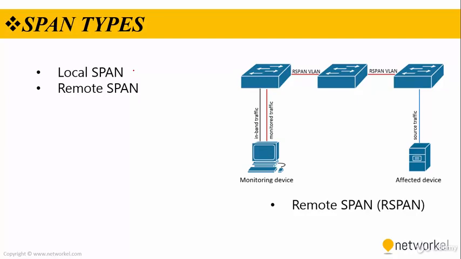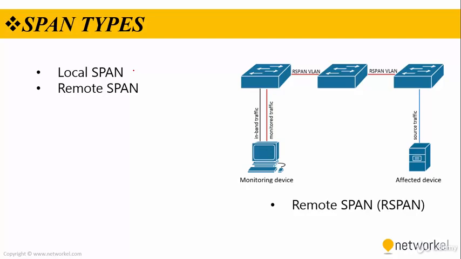Remote SPAN, or RSPAN, is an extension of SPAN, and it allows you to monitor traffic from source ports distributed over multiple switches, which means that you can centralize your network capture devices.